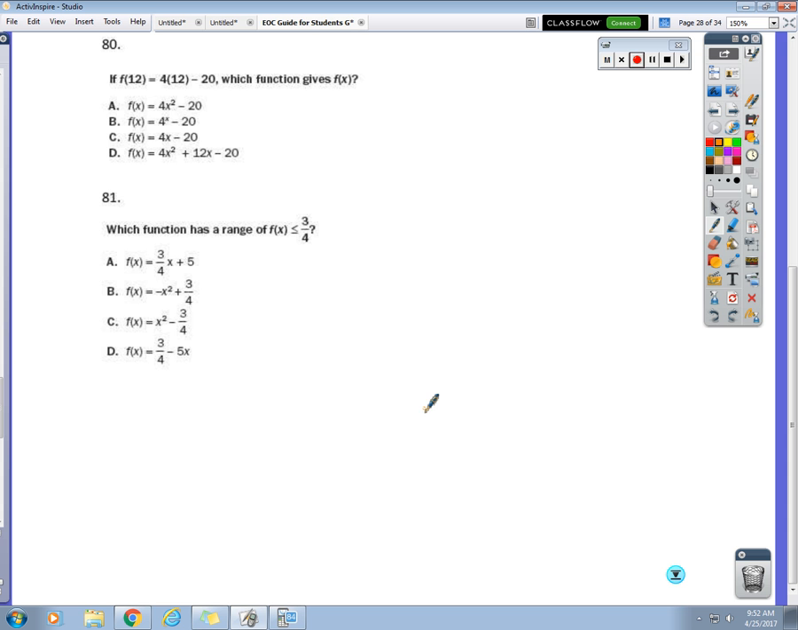Which function has a range of f of x is less than or equal to 3/4? Okay, well, what is f of x the same as? Y. Okay, so we're looking for which one of these would have a y value. Every single y value on it would be less than or equal to 3/4. What's the easiest way to figure this out? Graph them all and figure out which one of them's y values are all below 3/4. So start with A.